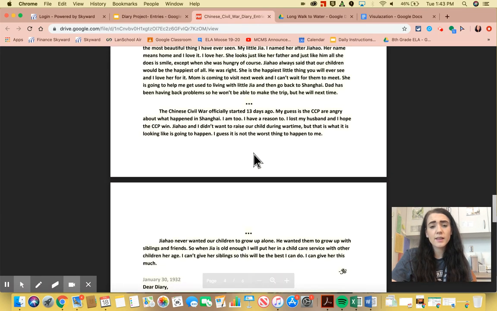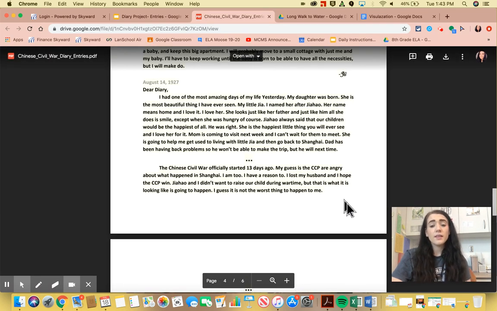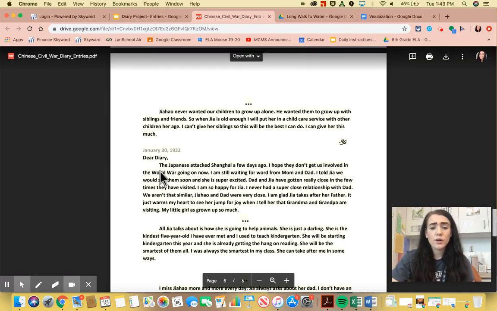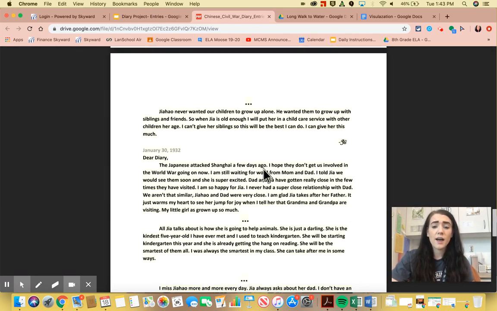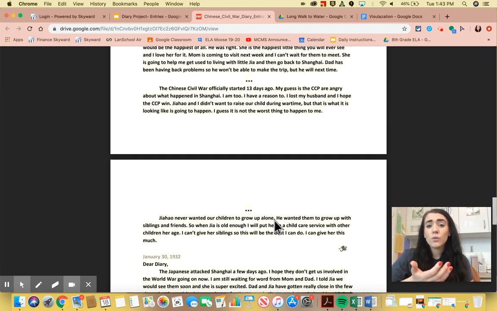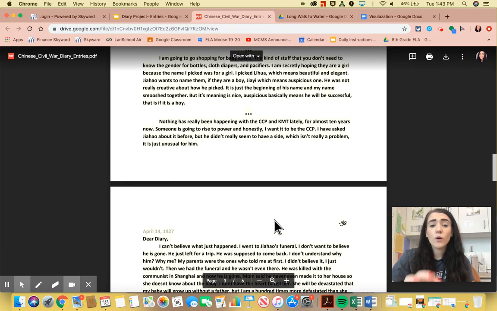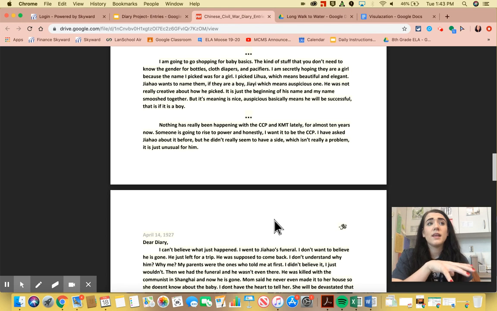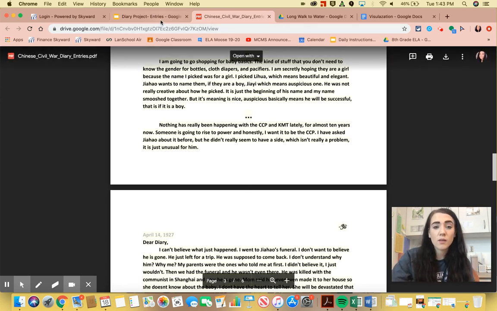So you guys can see she started to weave in the historical details there. Her later entries really start to do it more. You can see the Japanese attacked Shanghai a few days ago. That's what I really like about these 4 entries, is that they really use the voice of the author, and they integrate those historical details. So the historical details are really throughout while they're telling the story of this person.